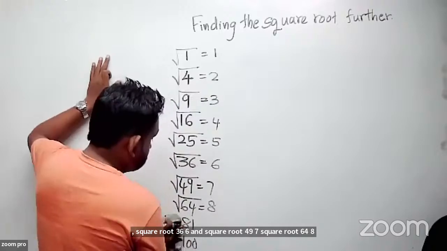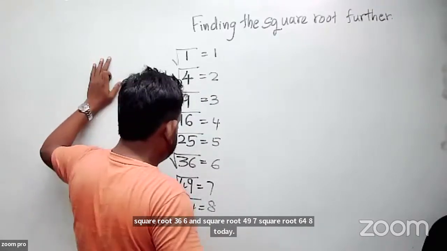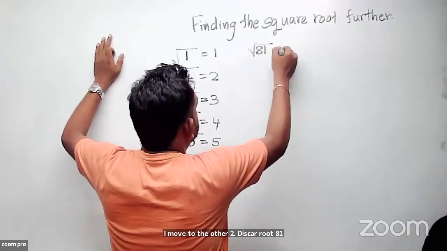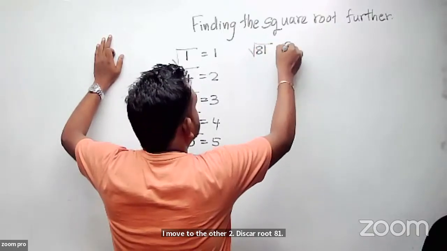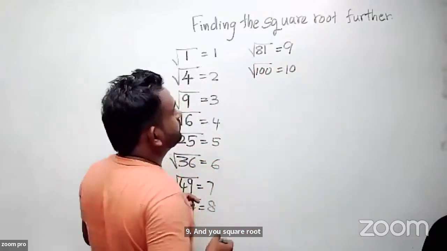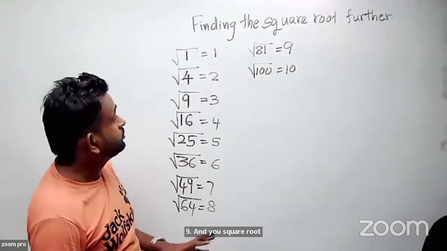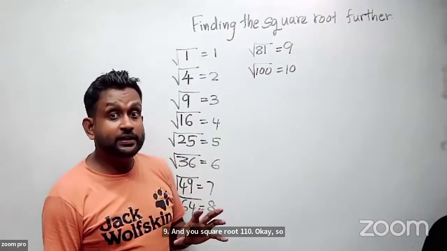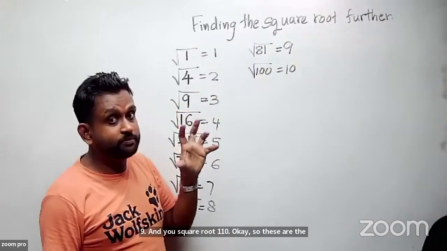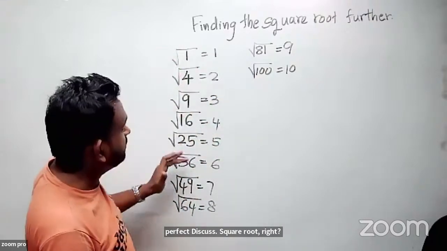Then I move to the other two. Square root 81 is 9, then square root 100 is 10. Okay. So these are the perfect squares and their square roots, right? The square roots of these you have to remember. Okay. Right. Write down this one.